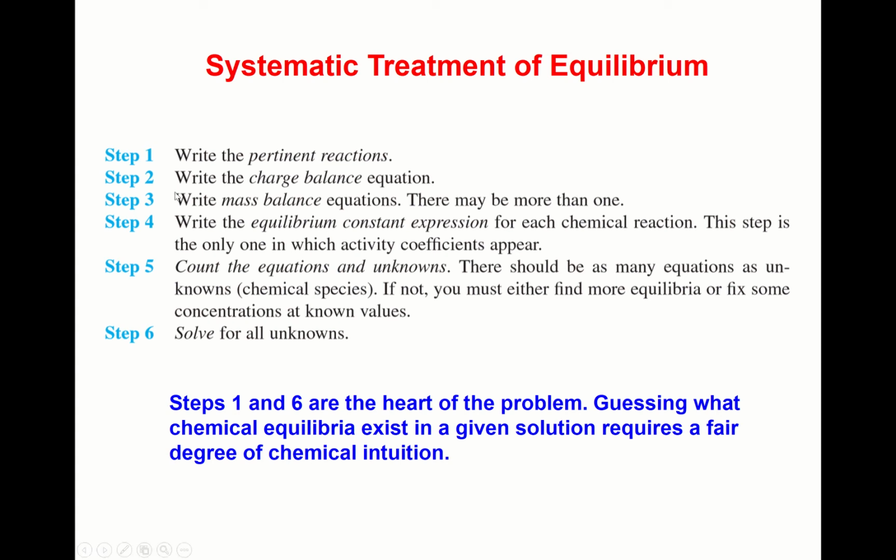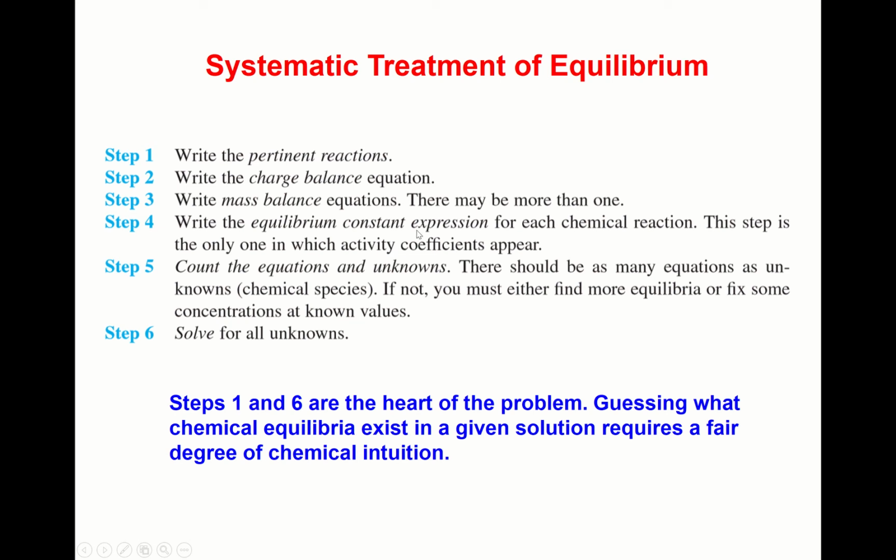Sometimes the mass balance equations are the same as the charge balance equation, and that's okay. If the same mass balance or charge balance equation is obtained, of course you disregard one. The next step is to write the equilibrium constant expression for each chemical reaction. This step is the only one in which activity coefficients appear. And for those pertinent reactions, you find the chemical equilibrium constant.